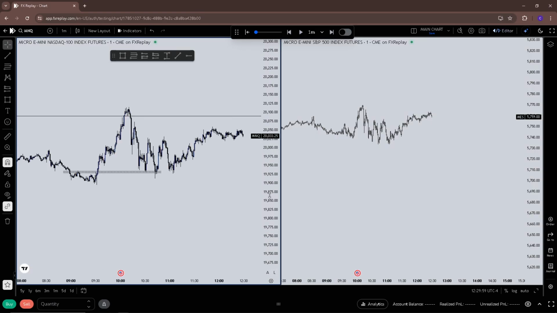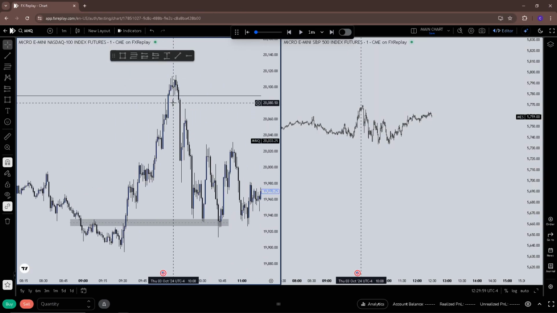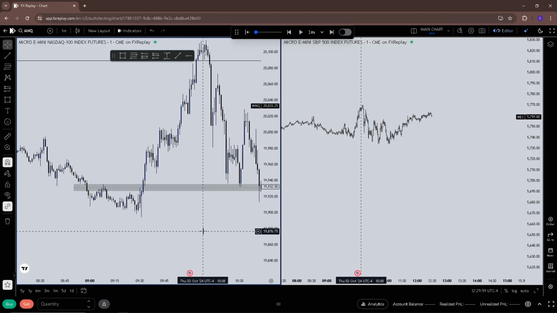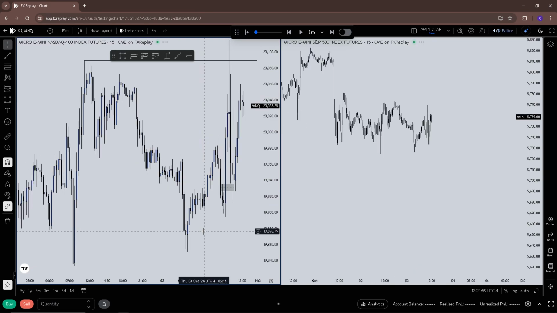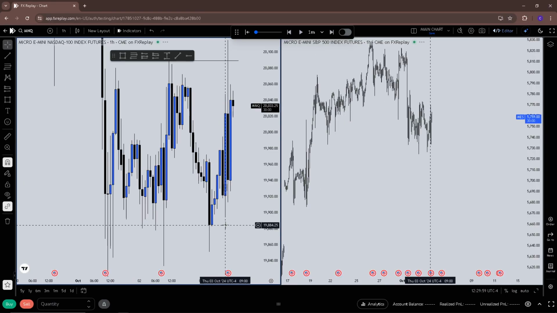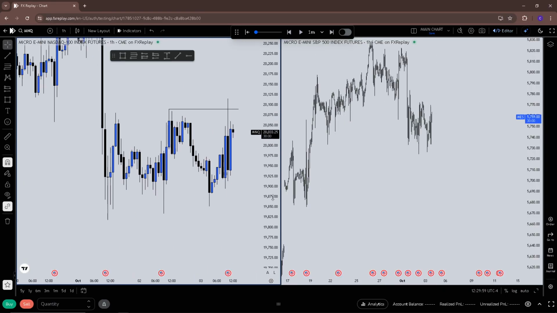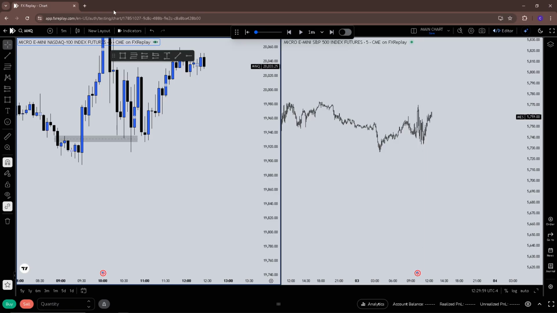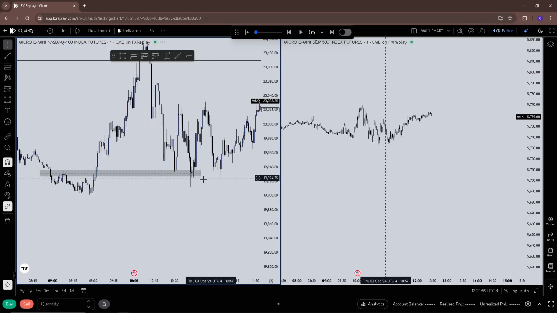So what did this false move off open last until? Till about 10 a.m. was our big move up. How could I have known that we were gonna pump off open? I could have seen that we were delivering from this 15-minute. I could have seen that the hourly was range bound with that clear liquidity above, but there was also clear liquidity to the downside.